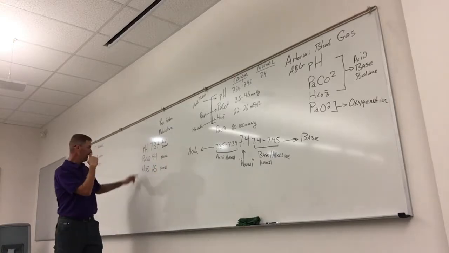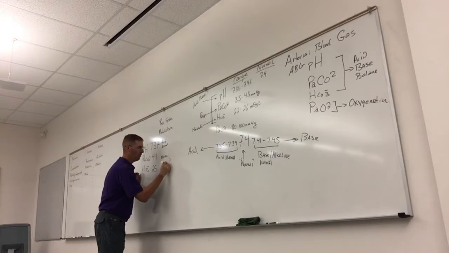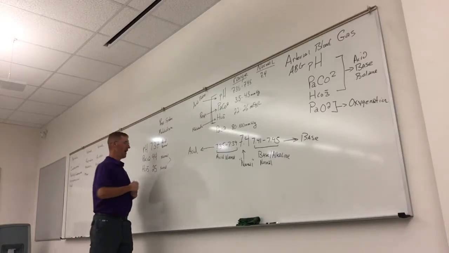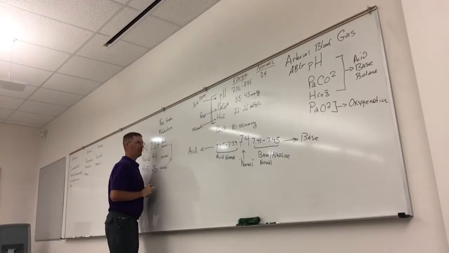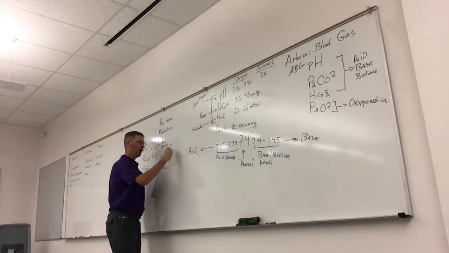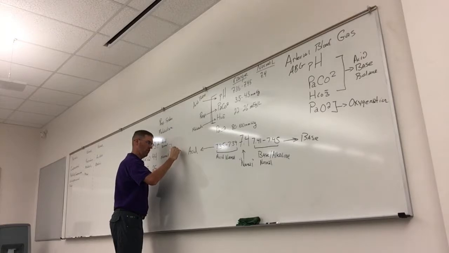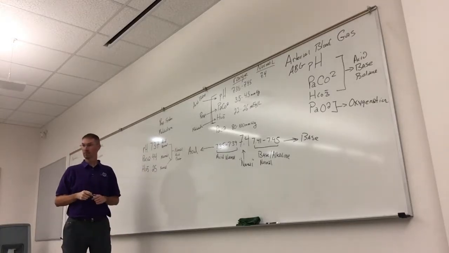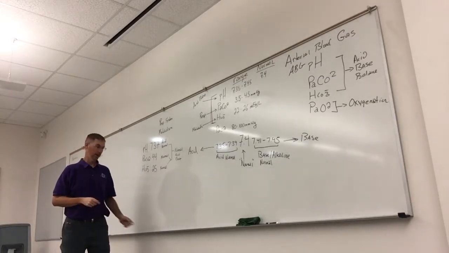So if the CO2 and bicarb are normal and your pH is in the normal range, even if it's acid normal or base normal, we would call that ABG normal. Normal acid base. Are you guys okay with that? Make sense? Okay. Cool.